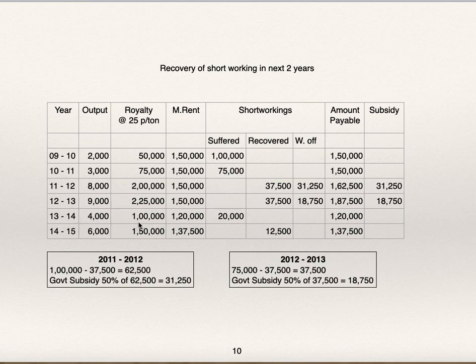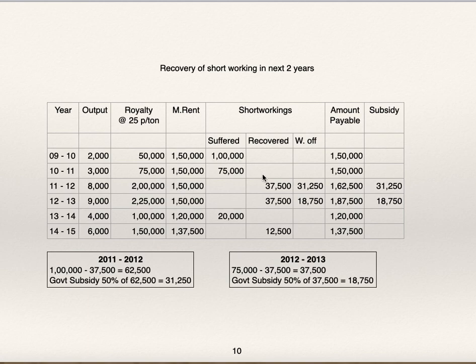For the year 13-14, 1 lakh is royalty, 1,20,000 is minimum rent, and the difference is short working. He has suffered 20,000. Amount payable is 1,20,000, royalty or minimum rent, whichever is more. But for the years 11-12 and 12-13, royalty minus recovered is the amount payable.